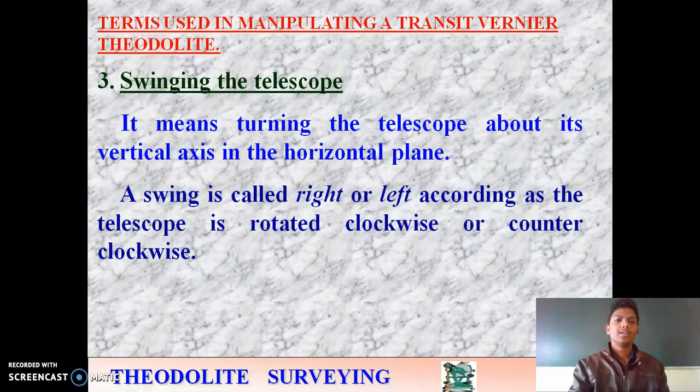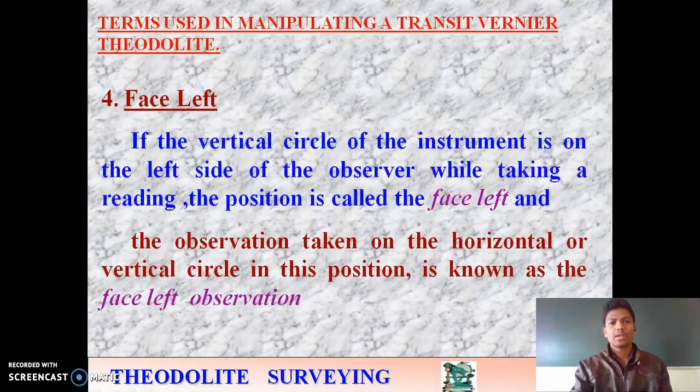Third is swinging the telescope. It means turning the telescope about its vertical axis in the horizontal plane. A swing is called right or left according as the telescope is rotated clockwise or anti-clockwise. Fourth one is face left observation. If the vertical circle of the instrument is on the left side of the observer while taking a reading, the position is called face left, and the observation is called face left observation.